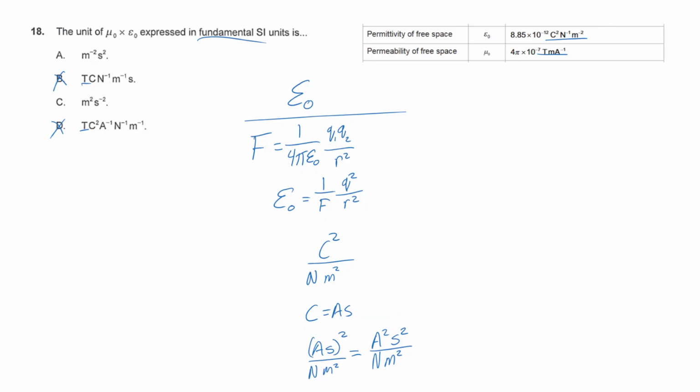But now I want to look at the permeability of free space and those units. So we have a Tesla times m times ampere to the -1. So the only unit here that is not a fundamental SI unit is the Tesla. So what is a formula that we can use that will get that Tesla into fundamental SI units? Well, a formula that includes the unit Tesla is the magnetic force formula. That's one of the formulas we can use.